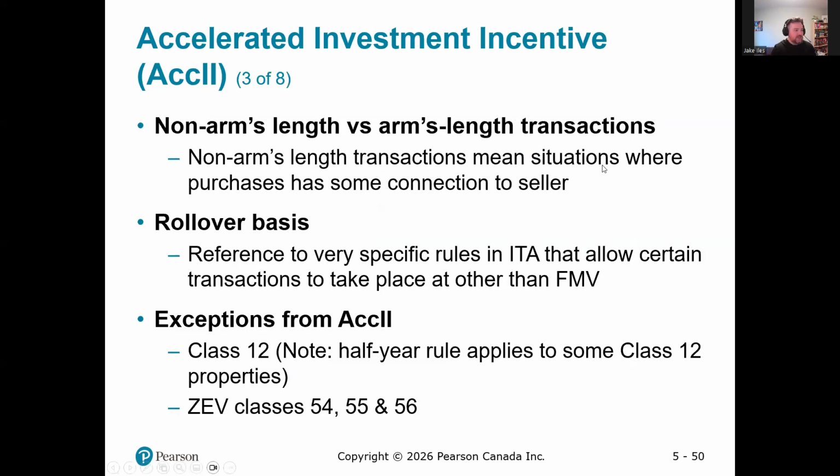Non-arm's length transactions are situations where the purchaser has some connection to the seller. There are times where items can be rolled over. So if my t-shirt business was in my name, and I incorporated and I want to put those machines into the corporation, I can roll it over. It just means transferring the assets at cost.